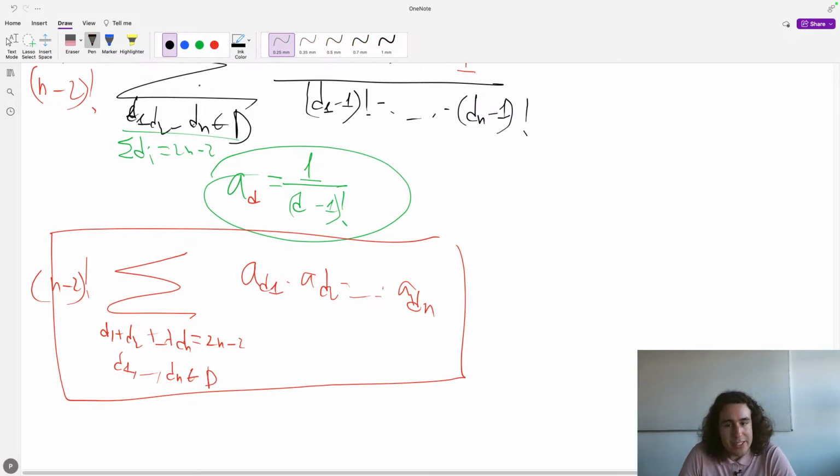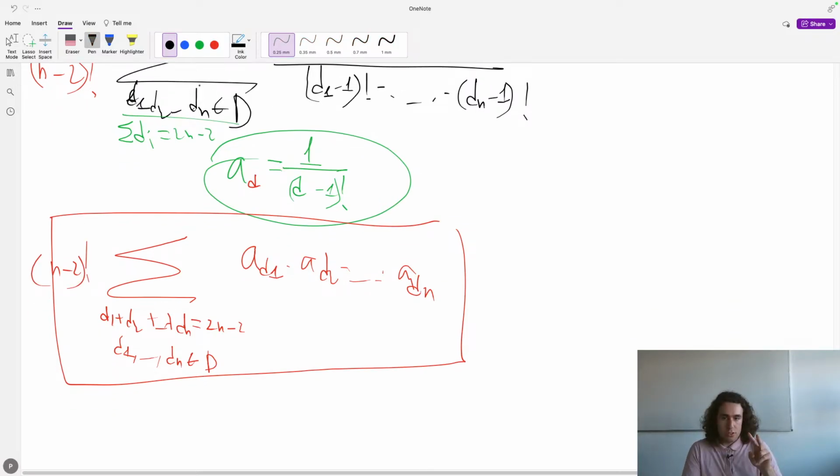Note that this is very similar to a convolution. If n were equal to 2, we would have only 2 factors here, and we go over all pairs d1, d2 such that they sum up to something specific.